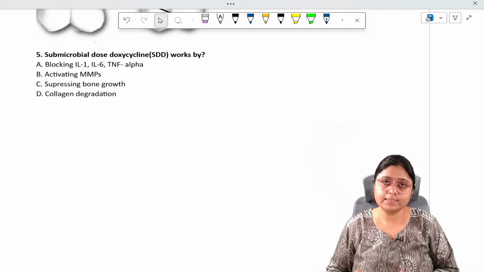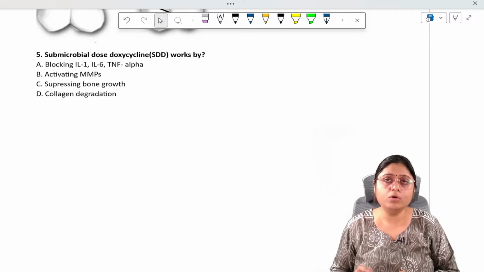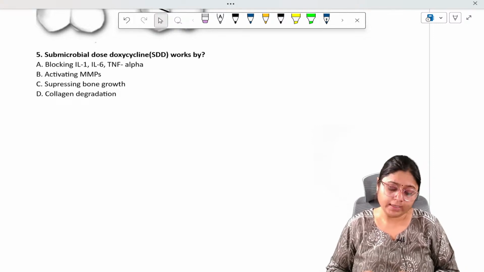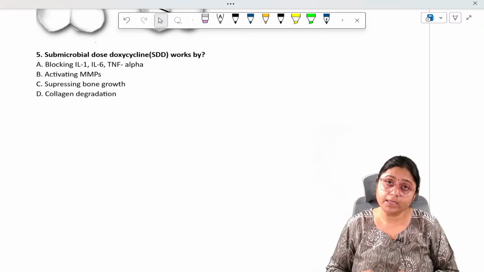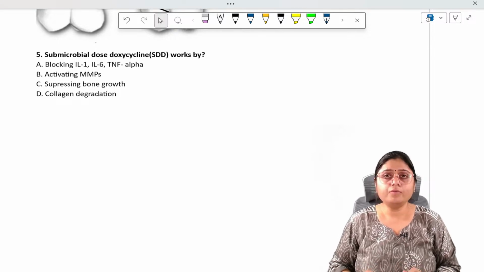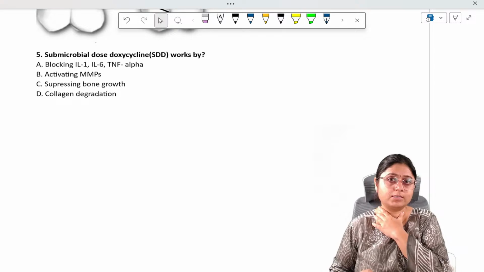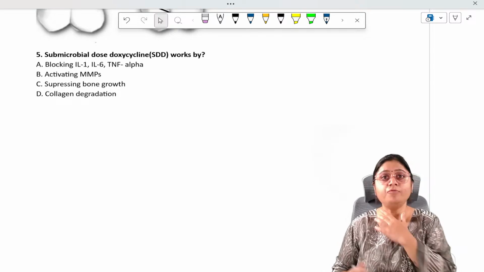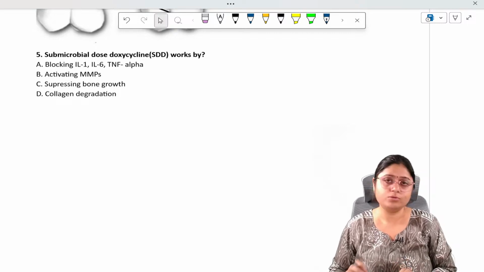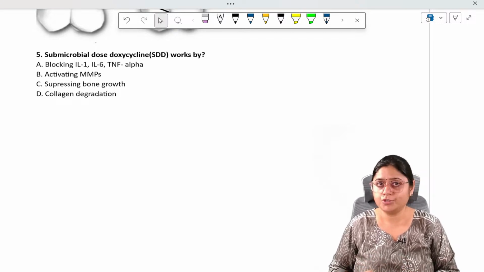Sub-antimicrobial dose of doxycycline, SDD, works by option A, blocking interleukin-1, interleukin-6 and TNF-alpha; option B, activating MMPs; option C, suppressing bone growth; and option D, collagen degradation. Now if such a question comes, most of us will be worried if we have not studied a very difficult chapter according to some students, which is host modulation, right?